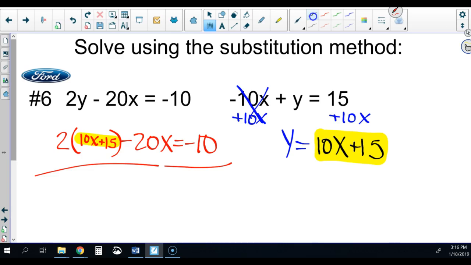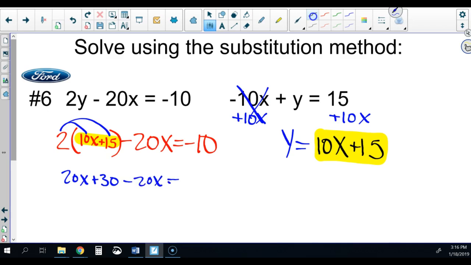This is a big, ugly equation, but it only has x's in it. That is solvable. So we'll distribute, switch colors, 20x plus 30 minus 20x equals negative 10. So if I combine like terms, 20x and negative 20x is 0x. So they just cancel out. I'm left with 30 equals negative 10.